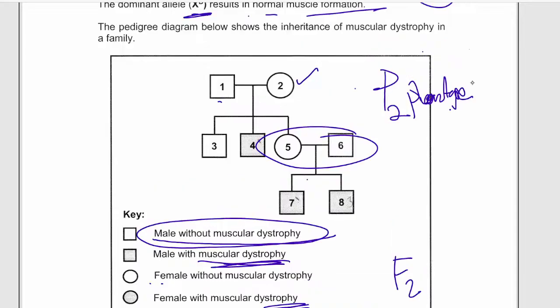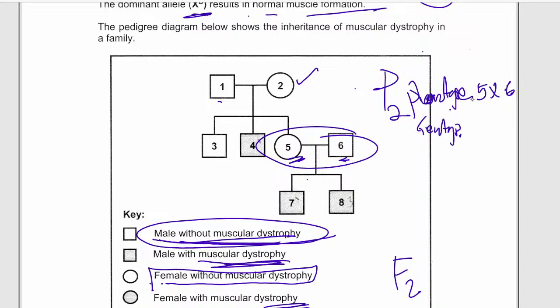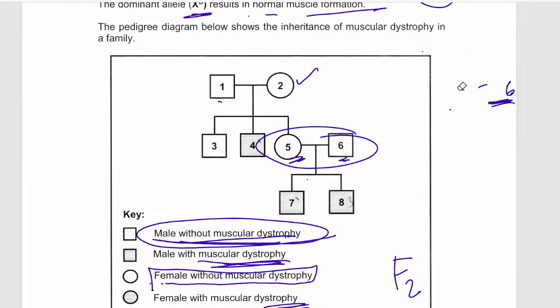Yes, genotype. What is the genotype here? You'll find out that the genotype here is parent 5, a female without the disorder, crossing with parent 6, a male also without the disorder. You understand? Then you go to the genotype. So you write it here in full, just that the space is too small. Let me use this side.